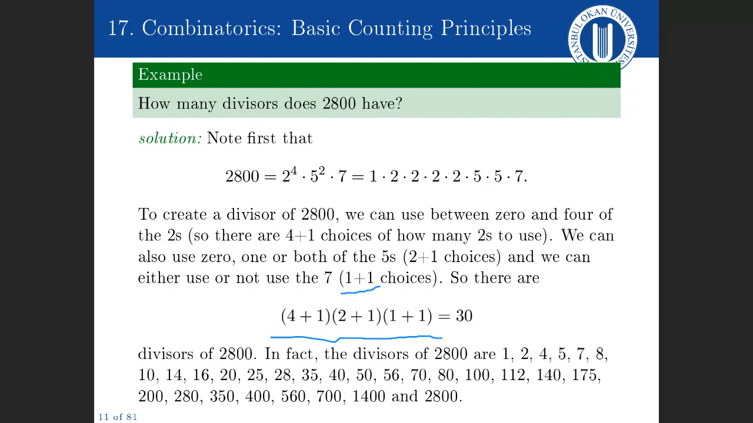And in fact, I've written down these divisors. The divisors are 1, 2, 4, 5, 7, 8, 10, 14, 16, 20, 25, 28, 35, 40, 50, 56, 70, 80, 100, 112, 140, 175, 200, 280, 350, 400, 560, 700, 1,400, and 2,800. And if you count these, 1, 2, 3, etc., you will see that there are 30 divisors of 2,800.